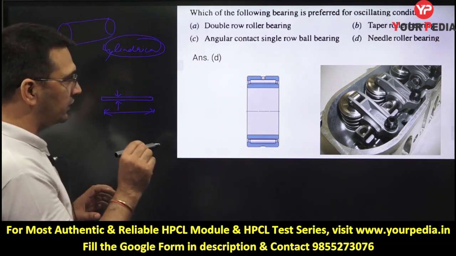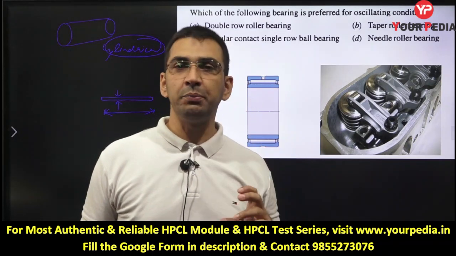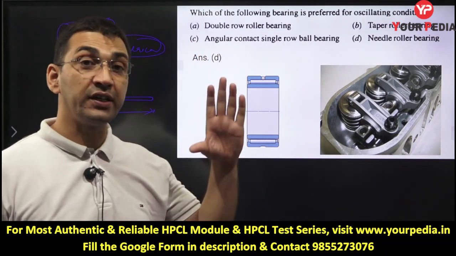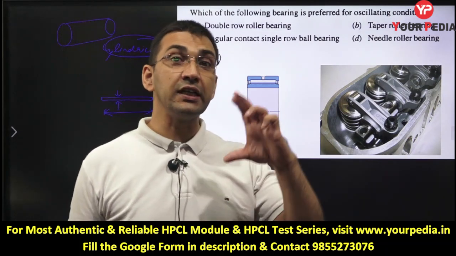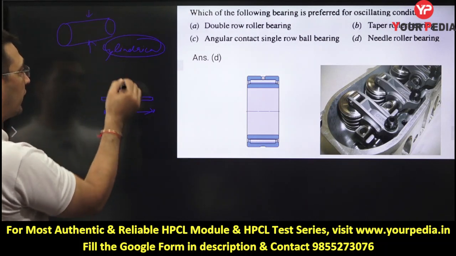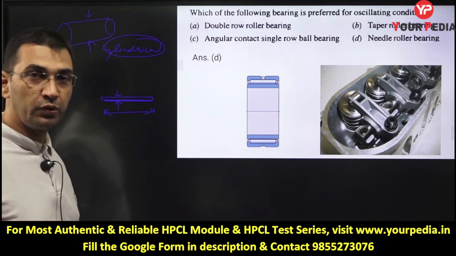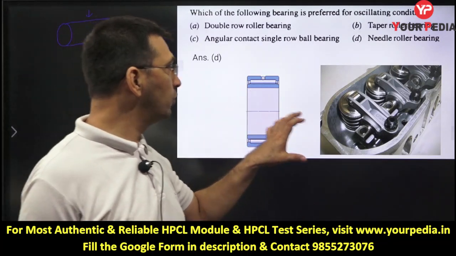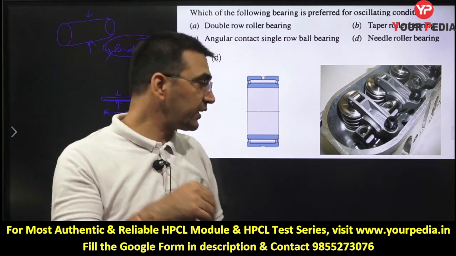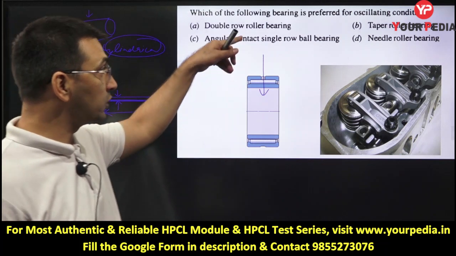Now, where does it find application? In applications where you don't have sufficient radial space. What is the major problem of rolling element bearings? They occupy significant radial space. So in applications where radial space is a constraint, you can go for needle roller bearings, because the roller diameter is reduced, but since this is a line contact, they can carry a significant amount of load without compromising the load. So first, you select a needle roller bearing where you need to carry a significant radial load and at the same time have a space limitation in terms of radial space.